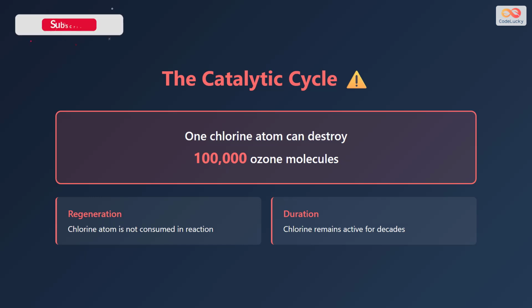The ozone destruction process is particularly devastating because chlorine acts as a catalyst. This means a single chlorine atom is not consumed in the reaction. It is regenerated and continues destroying ozone molecules repeatedly. Scientific estimates show that one chlorine atom can destroy up to 100,000 ozone molecules during its lifetime in the stratosphere. Since chlorine atoms remain chemically active for decades, each CFC molecule released has an enormous cumulative impact on the ozone layer. This catalytic cycle explains why even relatively small amounts of CFCs caused such massive ozone depletion.